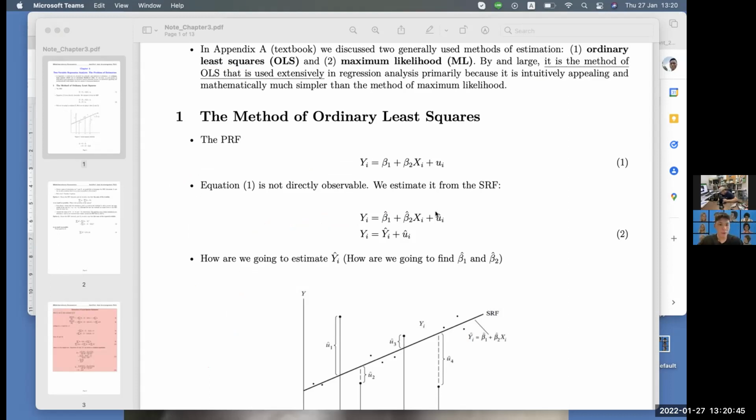Okay, maximum likelihood, that's just your probability. That's going to be a percentage or a fraction, right? By and large, it is the method of OLS that is used extensively in regression analysis, primarily because it is intuitively appealing and mathematically much simpler than the method of maximum likelihood.